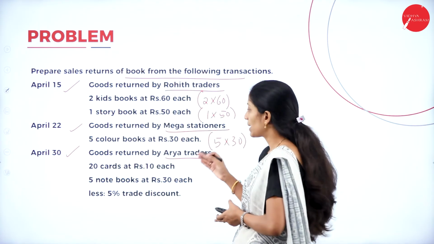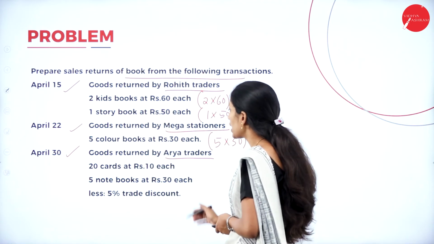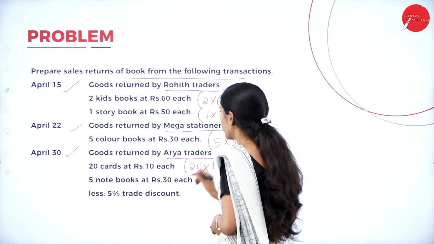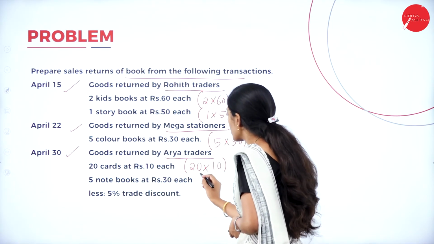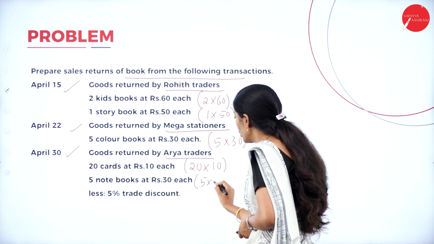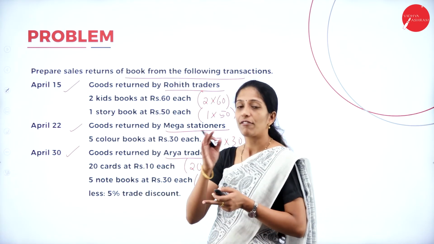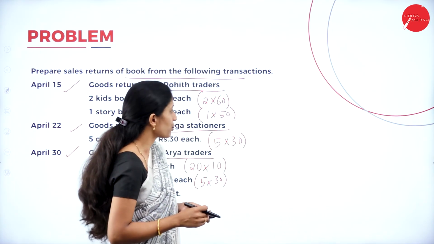In the same way, next one, April 30th, goods returned by Arya Traders. The name of the customer is Arya Traders. 20 cards at rupees 10 each, so 20 into 10. Next, 5 notebooks at rupees 30 each, so 5 into 30. Next, there is a 5% trade discount. You have to subtract that trade discount.